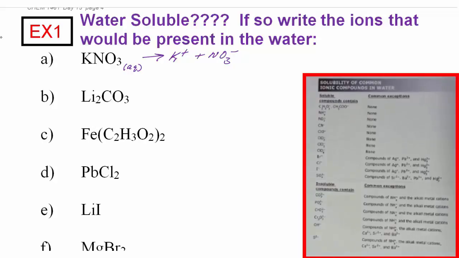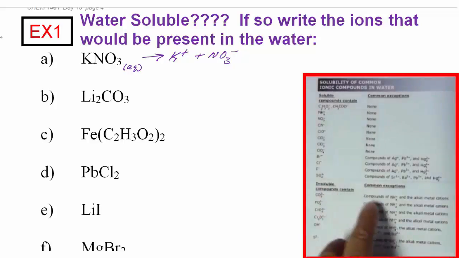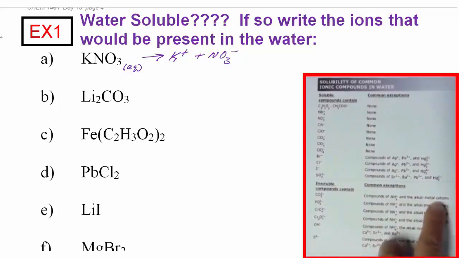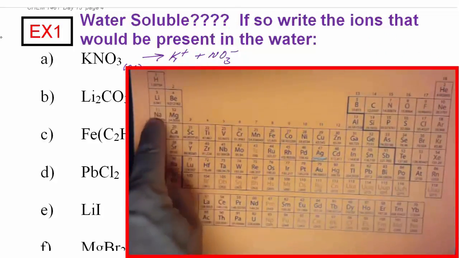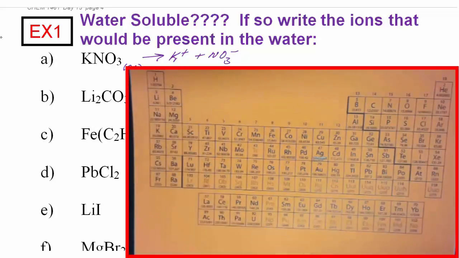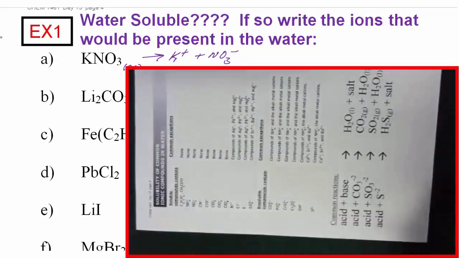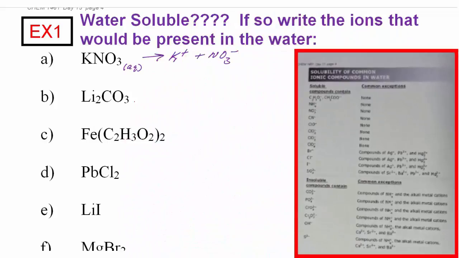Lithium carbonate. So here's carbonate, they're all insoluble except for the alkali metal cations. And guess what? Lithium, here's the alkali metals. So lithium, sodium, potassium, they're all the alkali metals. So they never form precipitates with anything. So aqueous. So we're going to have 2 lithium ions and a carbonate anion.